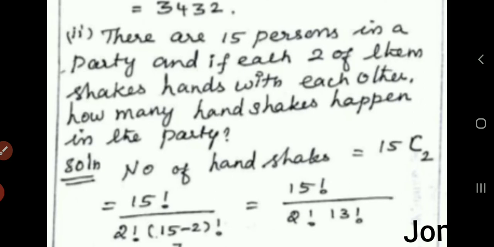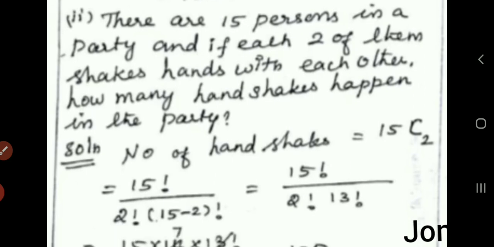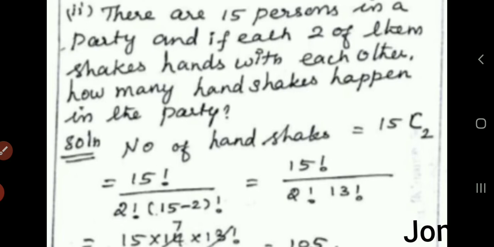In the second division, there are 15 persons in a party. If each two of them shake hands with each other, how many handshakes happen in the party? There are 15 persons. Okay, so in that 15 persons, they want to handshake from 2 persons. So how many handshakes will happen in the party is the question here.